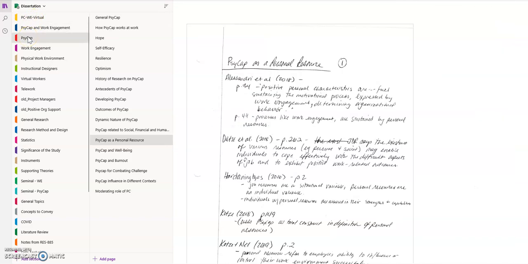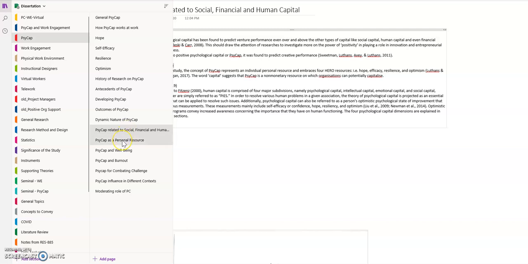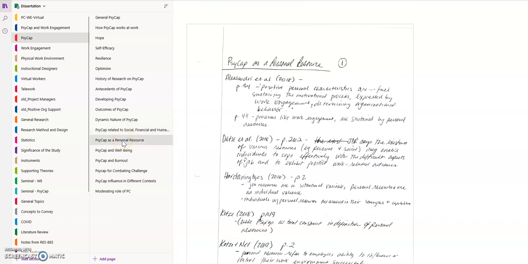If I click into psychological capital, you can see that as I was reading through the literature, all of these different things were coming up. So PsyCap is a personal resource, dynamic nature, outcomes, and you'll see some have the author name and year, page numbers, and then literally cut and paste from the PDF. In others, because I started out handwriting in a notebook and it was taking forever, you'll see that I scanned and just uploaded my notes so I wouldn't have to redo some of the work.